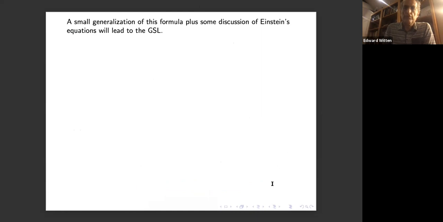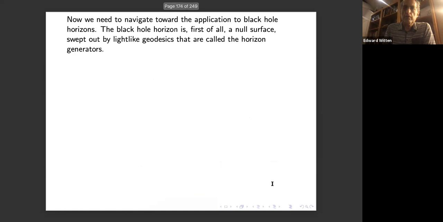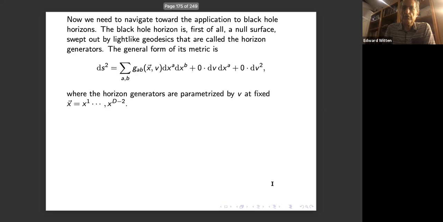So now we need a little discussion of Einstein's equations, and then we'll get the generalized second law. So the black hole horizon is, first of all, a null surface. So it's swept out by light-like geodesics that are called horizon generators. The reason for that is that if you're just outside the horizon, a light ray can escape. But if you're in the horizon, a light ray can't quite escape. It hugs the horizon instead and never escapes from the horizon.